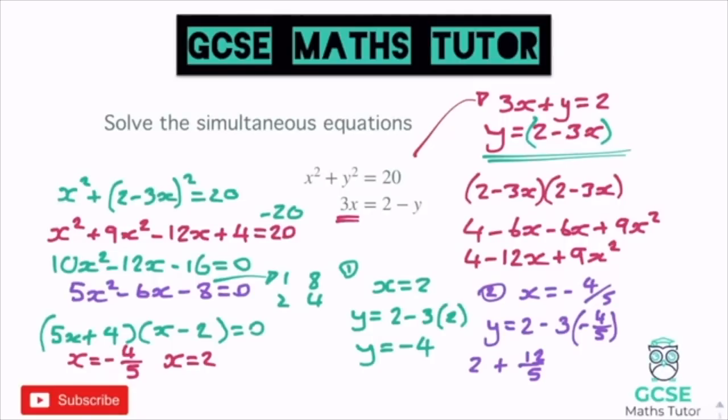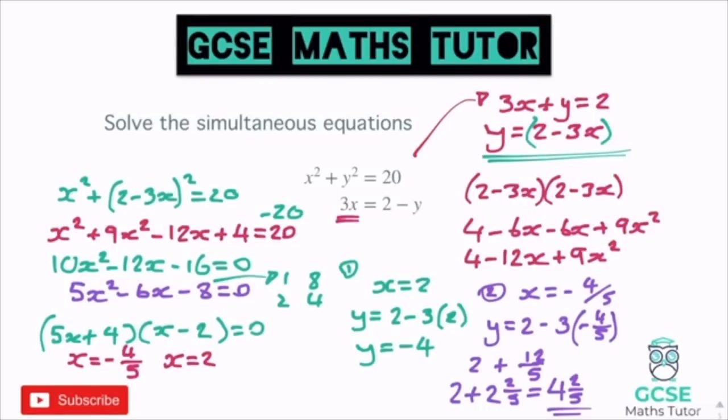So we've got 2, add, 5 goes into 12 twice with a remainder of 2. So 2 add 2 and 2/5. And if we add that together, we get 4 and 2/5. Which you could also write as a decimal, but I'm just going to leave it as a fraction there, 4 and 2/5. All right, there we go. And there's our y value.